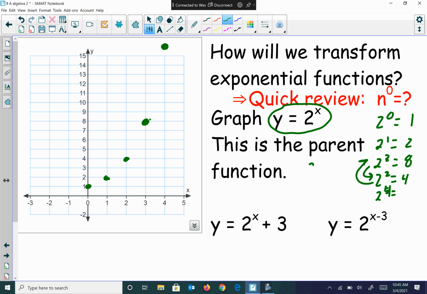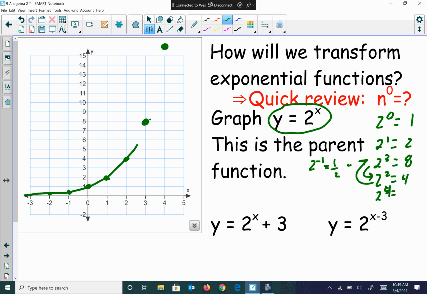Now, if I go backwards and I said 2 to the 1 half, 2 to the 1 half power is basically the square root of 2. Okay, so hang on. I just went backwards. Disregard what I just said. I don't know why I'm putting fractions in there. I'm going to put negative numbers in there. Let's go 2 to the negative 1. That's the same thing as 1 over 2. So negative 1, I get half. Negative 4th, 8th.